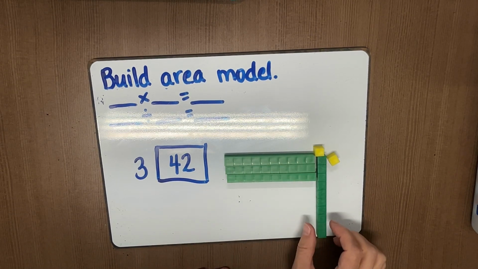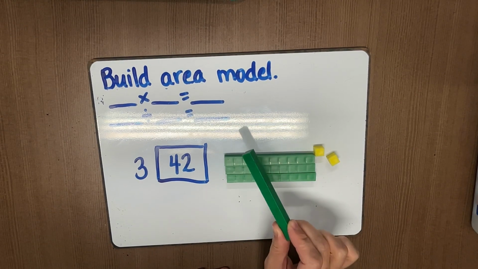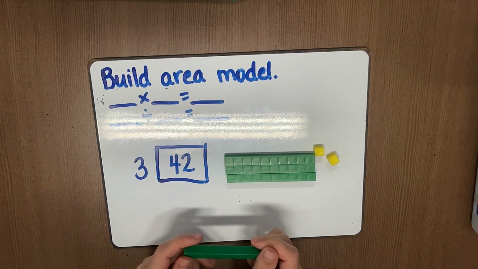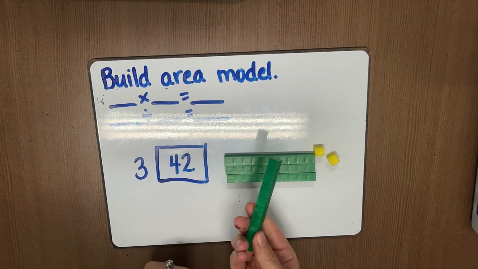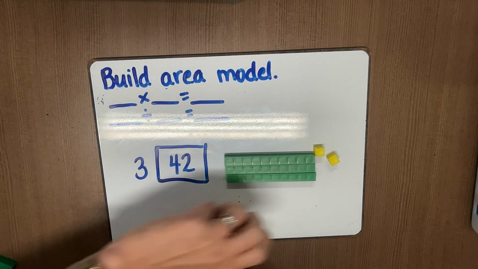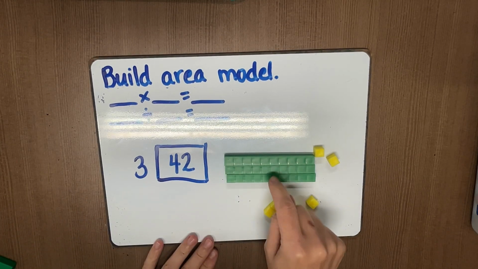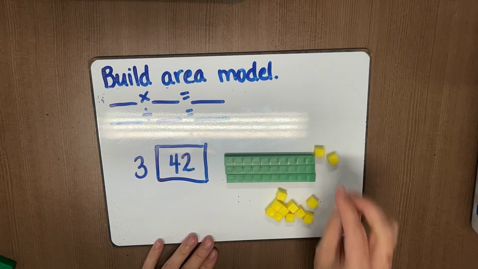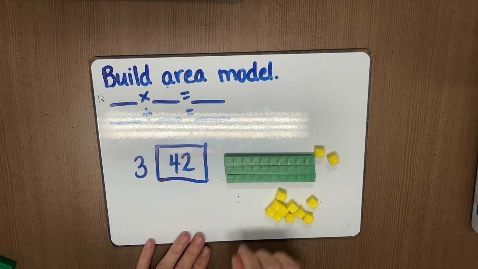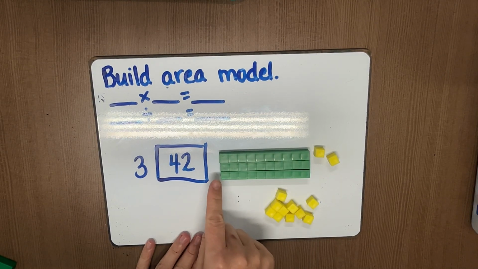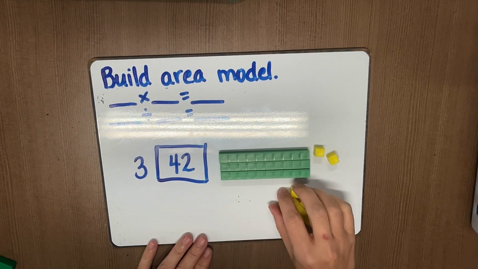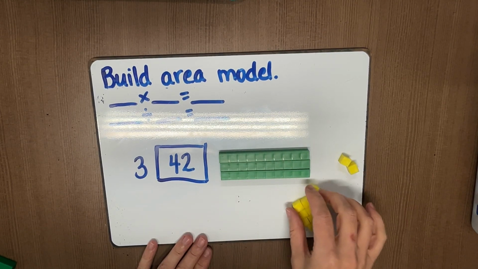Is there a way we could trade a 10 to make it so we could break it apart in smaller pieces? Well, I will trade this 10 for 10 ones. I still have 10, 20, 30, 42, but I can move them a little bit more to make a rectangle. So I have my 3 high, that's 30, but then I have 10 and 2 is 42 altogether.